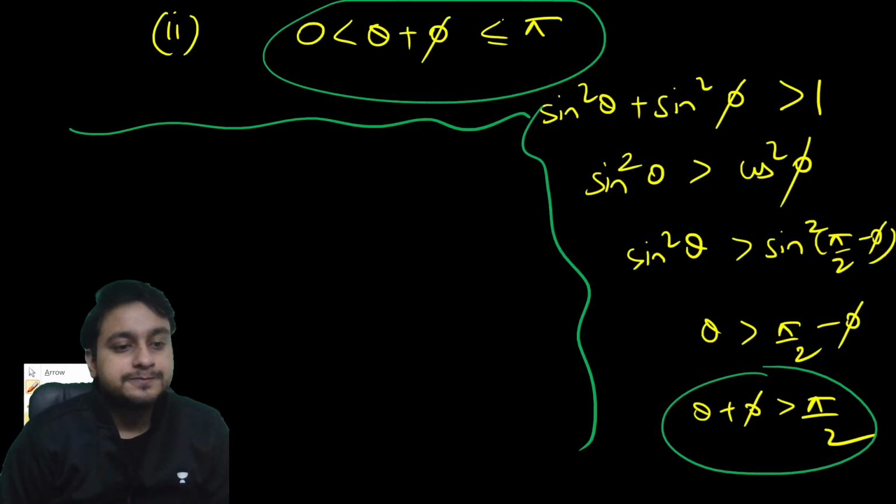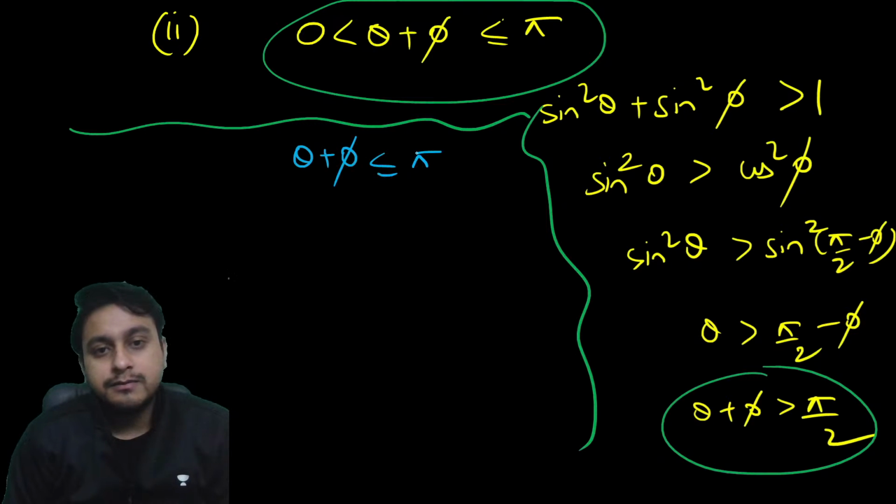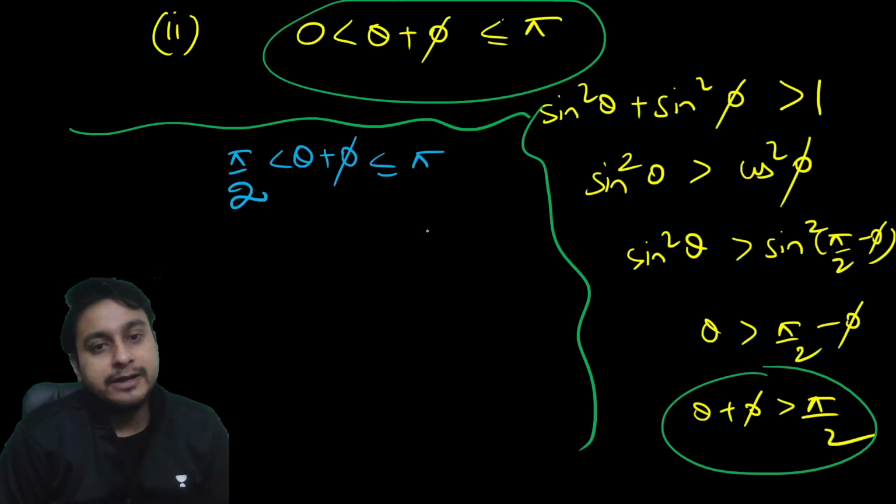We will say that theta plus phi is what? Between pi by 2 and pi, right? Between pi by 2 and pi.